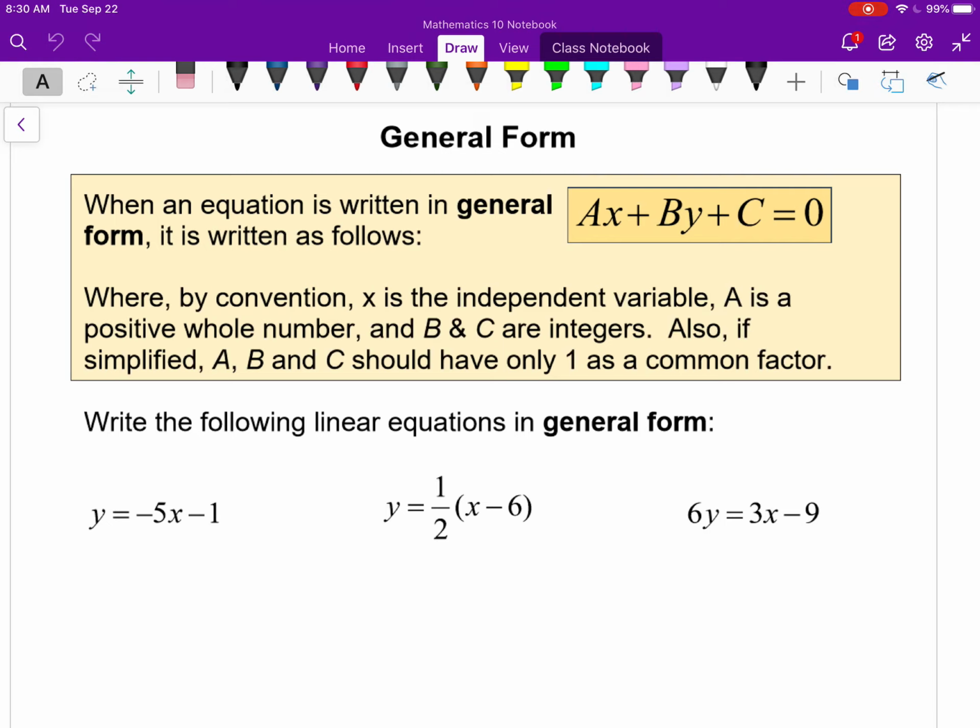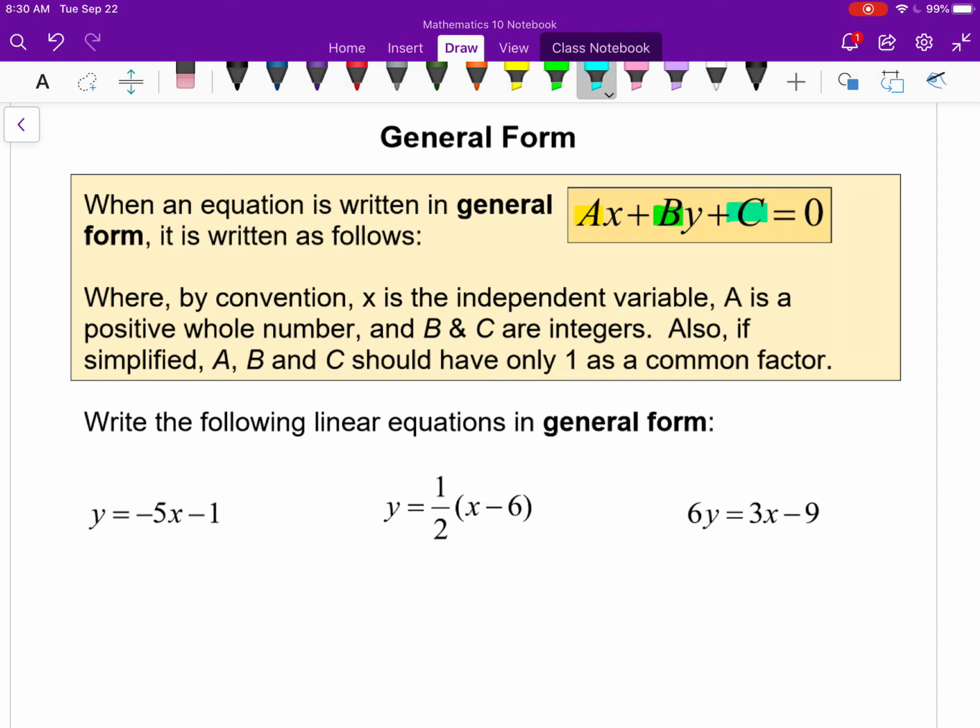Those equations were in what we call slope-intercept form. They're solved for y. It's a really useful form. You can see the slope, you can see the y-intercept, hence we call it slope-intercept form. General form is another way of writing an equation. In general, it looks something like this, where you have x and y, in fact, everything on the same side of the equation.